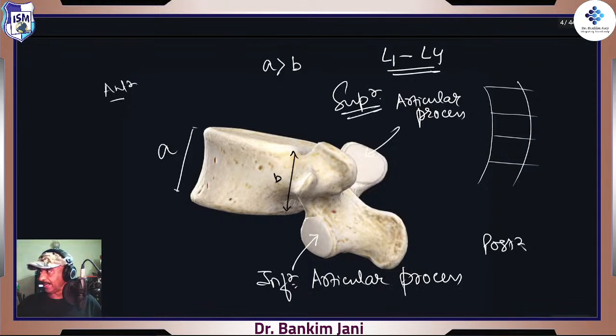So it goes like this. This is superior, right? And the above vertebra, let's say this is L2. So this is L2 superior articular process. On top of it will be L1, so L1's inferior articular process. They will be in association with each other. That's how they will be linked with each other: superior, inferior, superior, inferior.